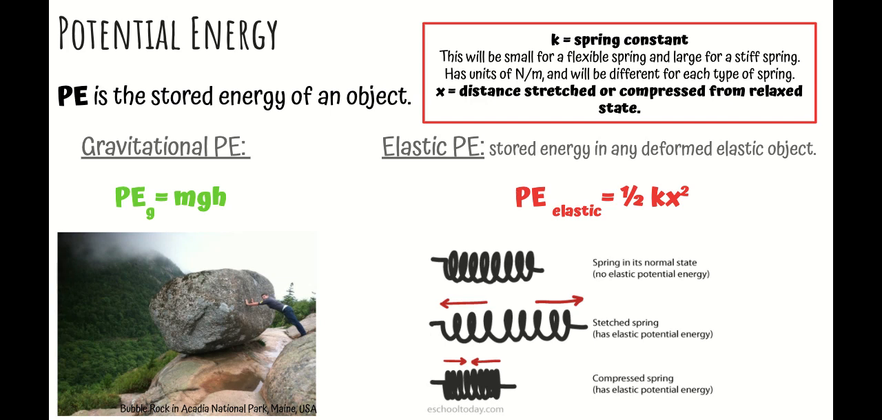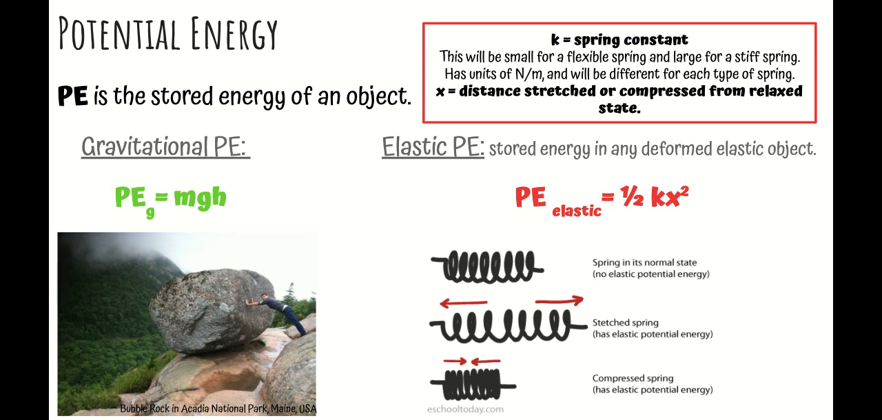So the formula for this one is going to be PE with an elastic as a subscript, is equal to 1/2 kx squared. So in this formula, k is our spring constant, which we talked about last unit. So we know how to find the spring constant. We know that spring constants exist if we know what type of materials we're using, so you can calculate it. Sometimes it'll be given.